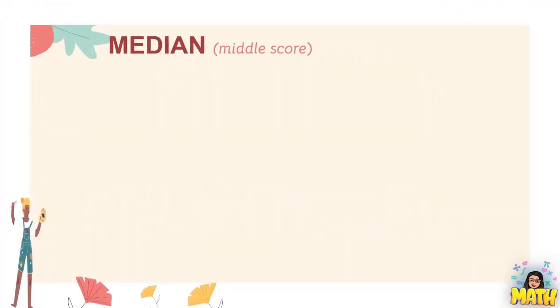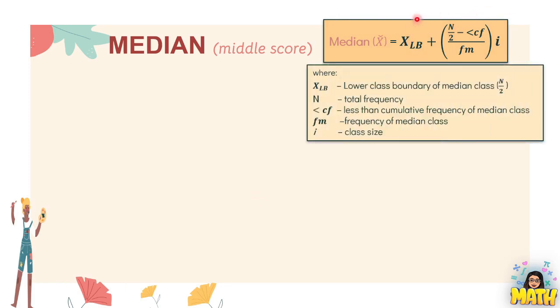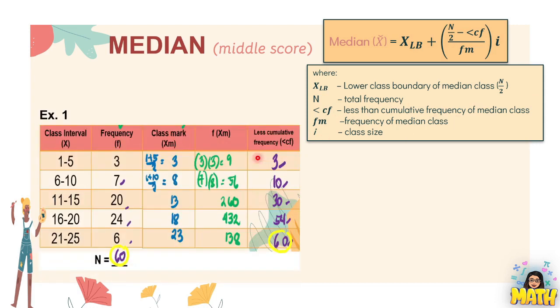Next, let's have the median of group data. This time, we'll be using this formula, wherein X sub LB refers to the lower class boundary of the median class, N refers to the total frequency, less CF means less than cumulative frequency of the median class, F sub M refers to the frequency of the median class, and I refers to the class size. Let's still use this set of data.